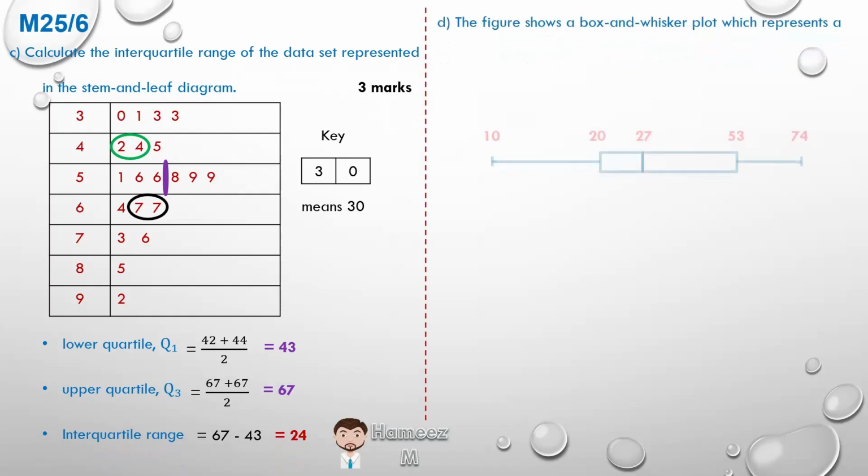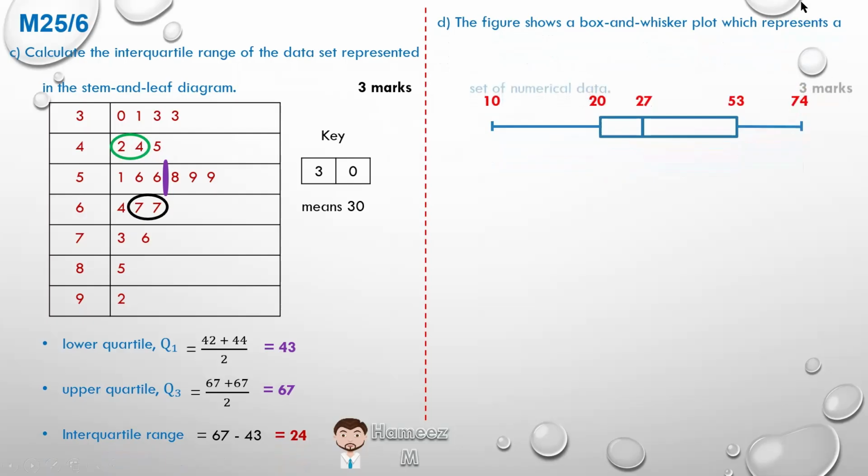To part D. The figure shows a box and whisker plot, which represents a set of numerical data. We can see the box is from 20 to 53, and the whiskers are on the left and right of it, which are from 20 to 10, and from 53 to 74. So we have the box and whisker plot. And Q1, Q2, and Q3 will be based on what's happening at the box. From the extreme left, the smallest is Q1. Q2 is the demarcation there, showing us the median. And Q3 is the upper quartile.